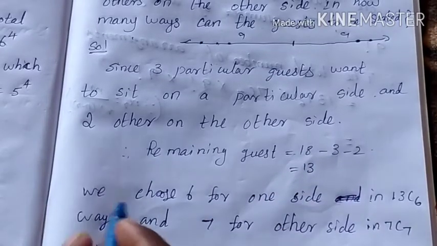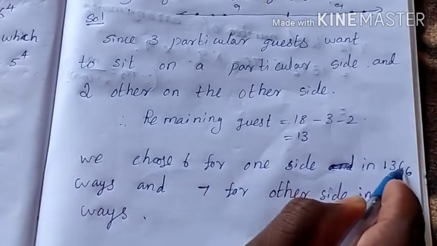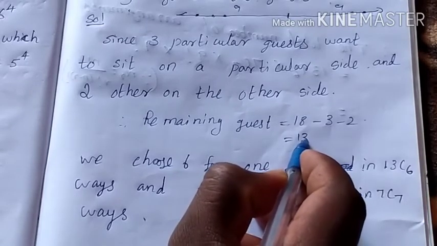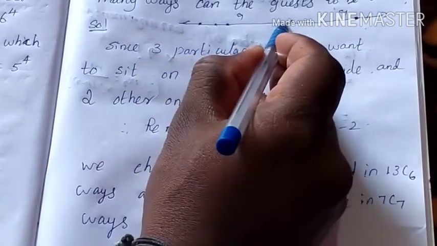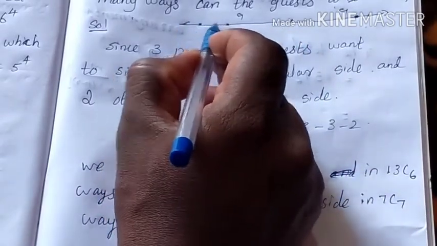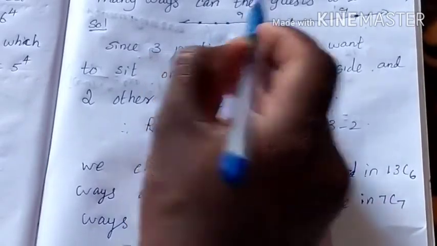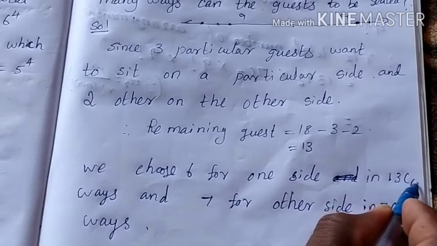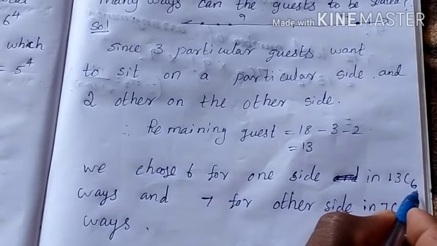Then we choose 6 for one side in 13C6. So now the remaining guests are 13. On the first side, 9 persons want to sit. Already 3 persons are seated, so the remaining is 6, because 9 minus 3 is 6. So the total number of remaining guests is 13 and the number to be seated on one side is 6. Have you understood 13C6?